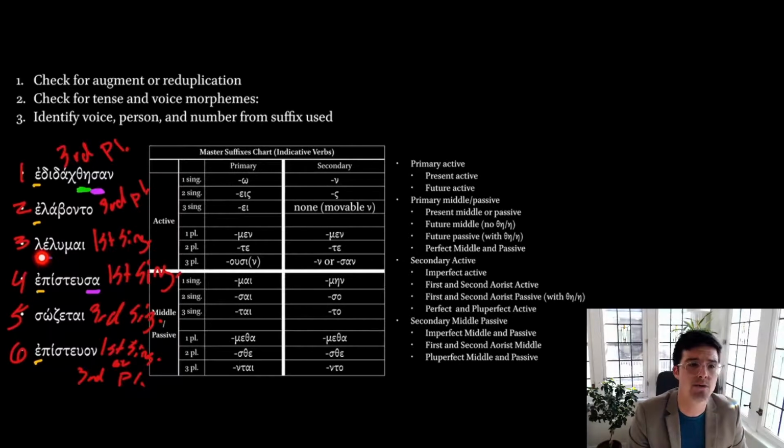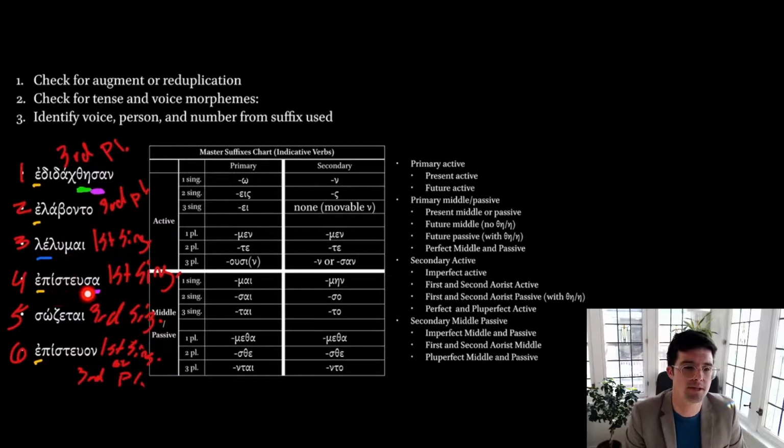And then leluMai, we said was going to be perfect based on our reduplication here. We look at mai and find that this is a first singular primary middle passive ending. So we look at primary middle passive and we see that we either have a perfect middle or a perfect passive. And remember, the perfect middle and the perfect passive forms look identical to one another. So based on just the form of it, we don't know whether it's middle or passive. We would have to determine that from the context of the sentence itself. So here we have a perfect middle or passive indicative, first person singular.